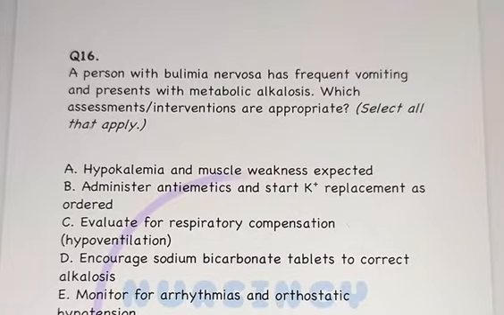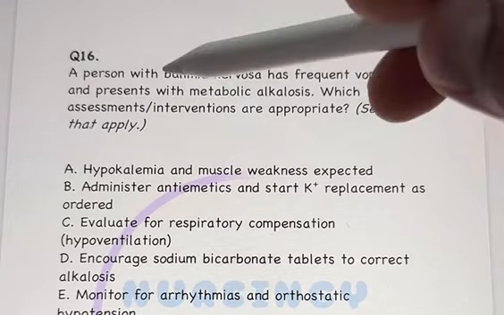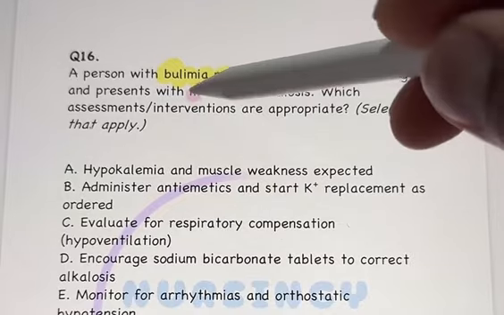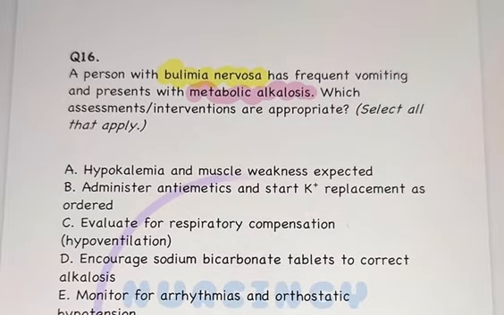A person with bulimia nervosa has frequent vomiting. Can anybody define that quickly? They present with metabolic alkalosis. Okay, so we are having alkalosis over there. Which assessment intervention are appropriate? Select all that apply. So what happened in bulimia nervosa? Frequent vomiting, too much loss of stomach acid. So we are not keeping stomach acid.